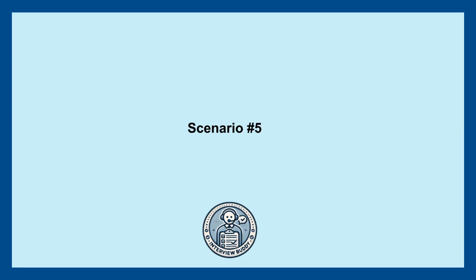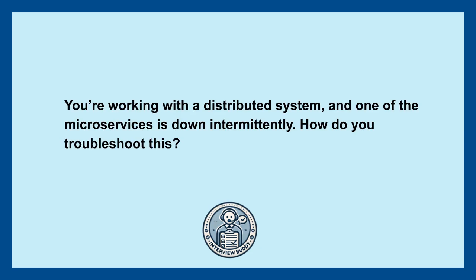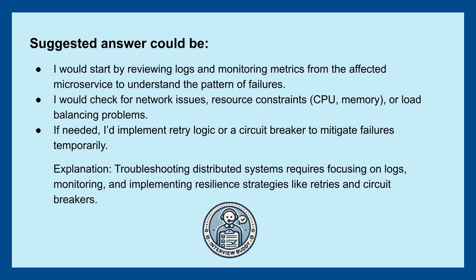Scenario number 5. You're working with a distributed system, and one of the microservices is down intermittently. How do you troubleshoot this? I would start by reviewing logs and monitoring metrics from the affected microservice to understand the pattern of failures. I would check for network issues, resource constraints, or load balancing problems. If needed, I'd implement retry logic or a circuit breaker to mitigate failures temporarily.